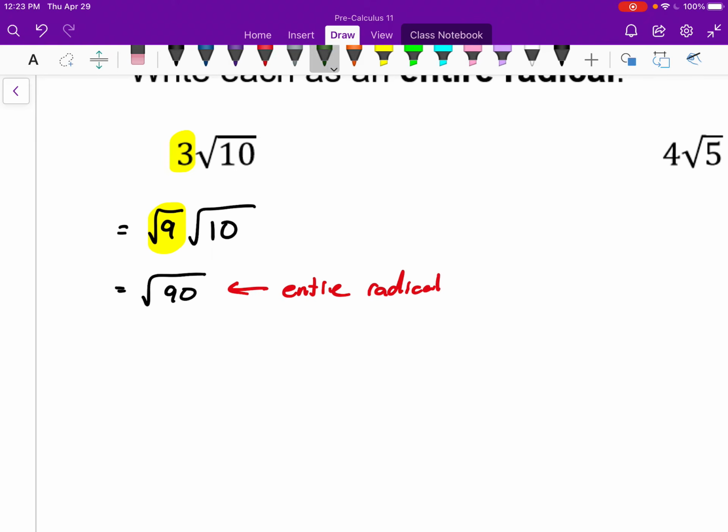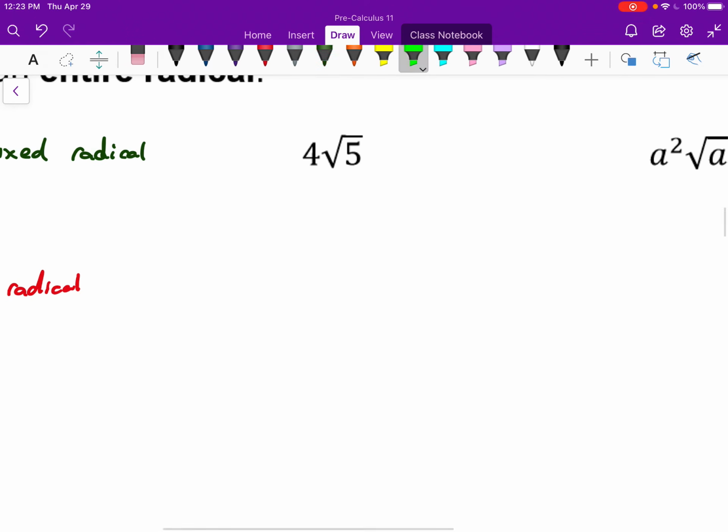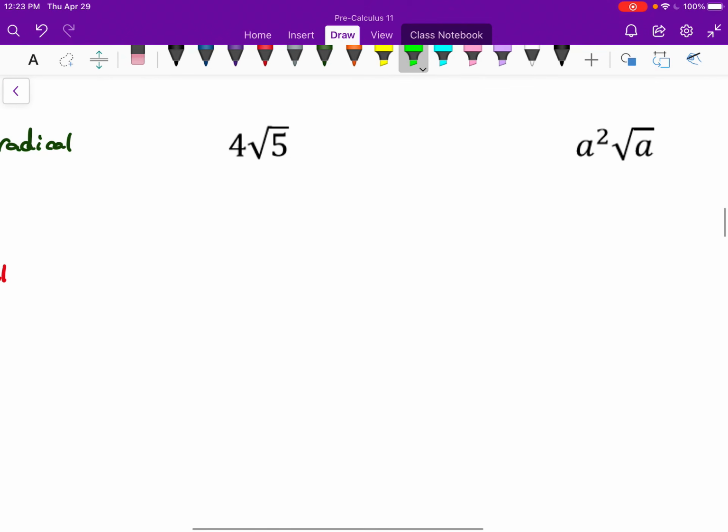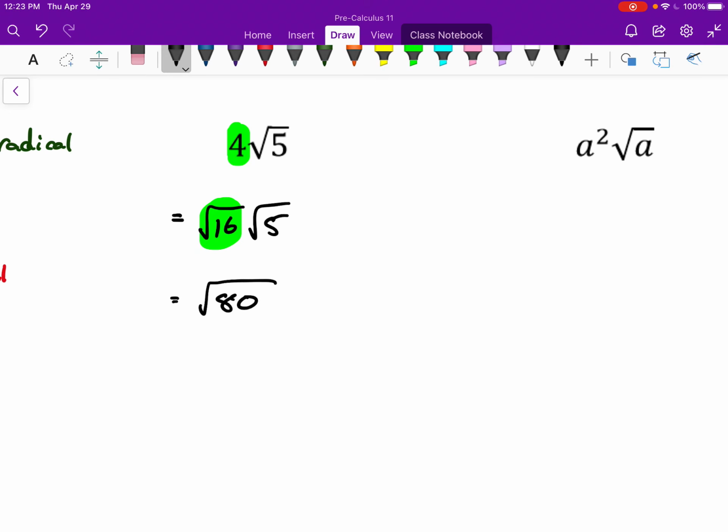Here was our mixed radical. Again, just the reverse of what we did last time. And so similarly over here, 4 root 5. If I want to write it as an entire radical, I need to change 4 into a radical. So I need to think to myself, the square root of what equals 4? Well, that's the square root of 16. Now I can just think, what is 16 times 5? That is 80, so the square root of 80. So the square root of 80 is the same as 4 times the square root of 5.